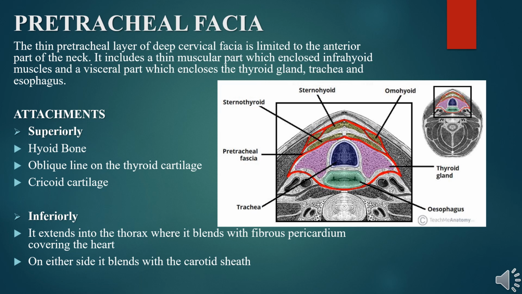Superiorly, it is attached to the hyoid bone, oblique line on the thyroid cartilage, and cricoid cartilage. Inferiorly, it extends into the thorax, where it blends with fibrous pericardium covering the heart, and on either side it blends with the carotid sheath.